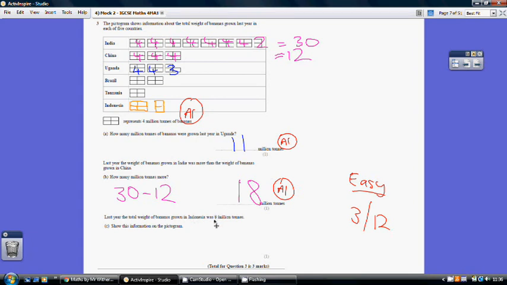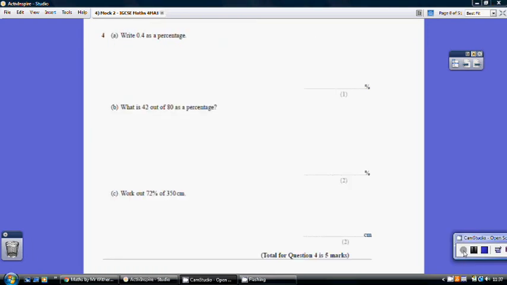Now for Indonesia we need to draw 6 million tonnes worth, so that's going to be a whole flag representing 4 million, and then half a flag, so 2 rectangles worth.